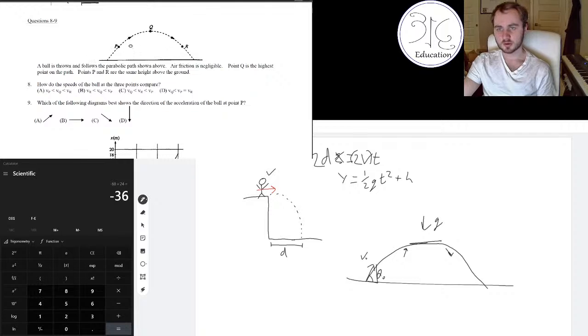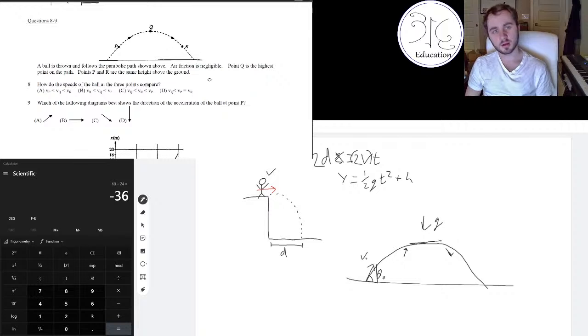Cool, so moving on to questions 8 and 9, we've got a ball thrown in a parabolic path above, similar to what we had before. Negligible air friction, point Q is the highest point, P and R same height. Okay, so P and R are the same height compared to each other. So how do the speeds of the ball at the 3 points compare?